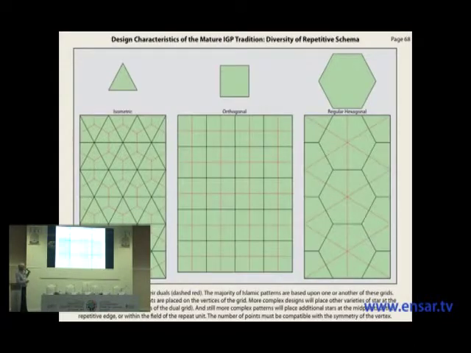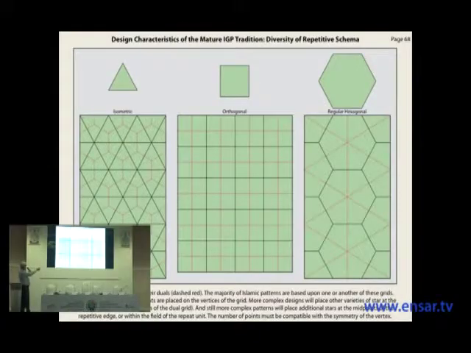So now I want to talk a little bit about another aspect of the mature tradition, and that is different kinds of approaches to symmetry. And in this case, I'm just showing a standard isometric grid, orthogonal grid, and a regular hexagonal grid. And I've put in dotted, dashed red lines, the dual of the grid. And of course, as is well known, the dual of the isometric is the hexagonal and vice versa, and the orthogonal is self-dual.